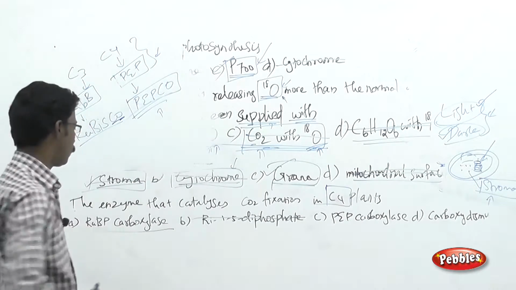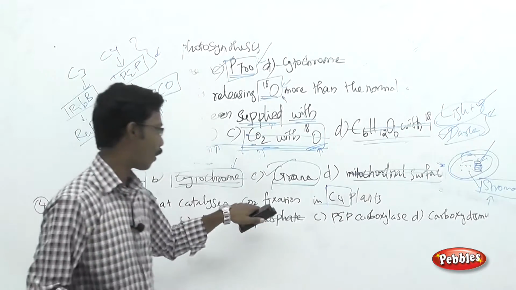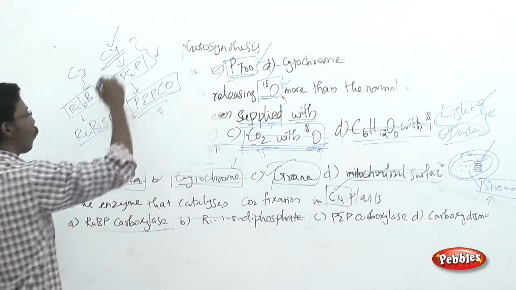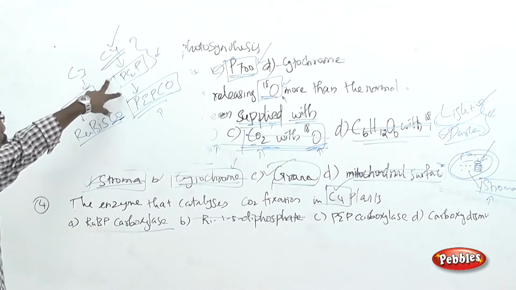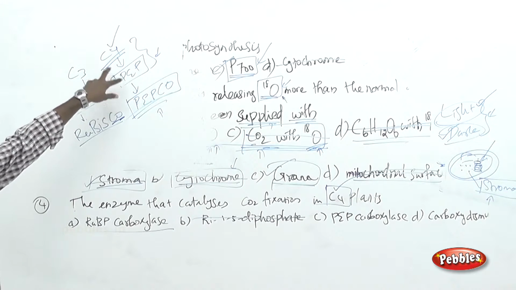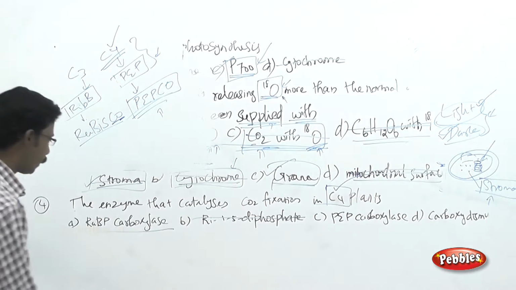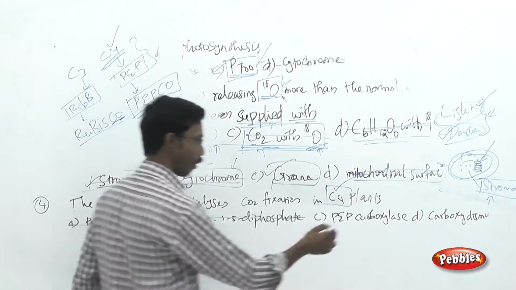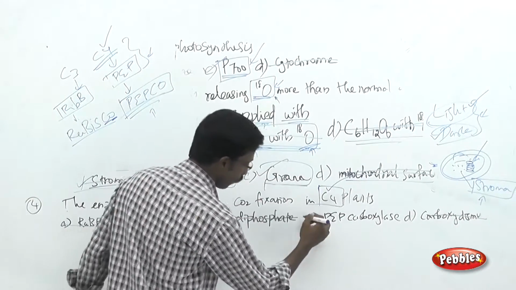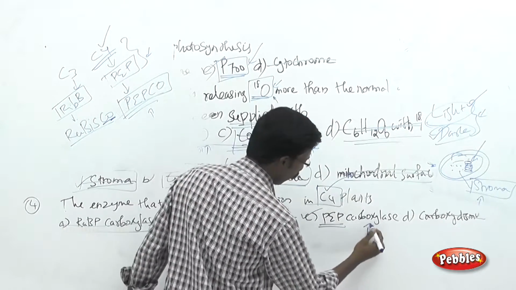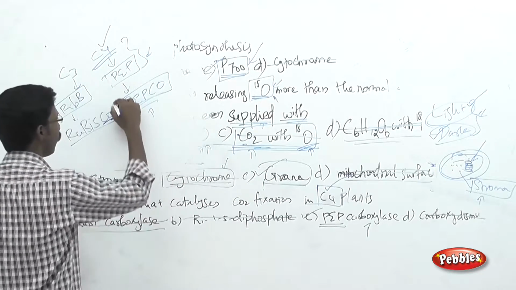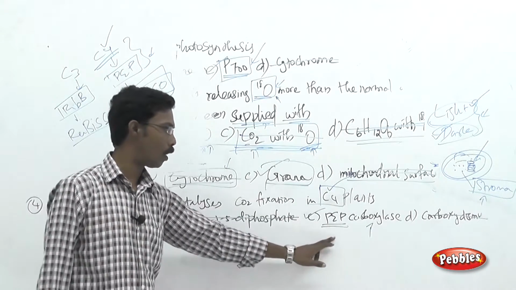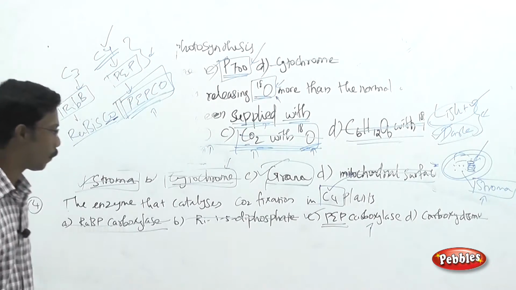Okay. So the question over here is the enzyme that catalyzes the carbon dioxide fixation in C4 plants. In case of C4 plants, you have to always remember one thing. The primary carbon dioxide acceptor over here is phosphoenol pyruvate. So you can easily eliminate ribulose bisphosphate carboxylase. Carboxy dismutase you can easily eliminate. The phosphoenol pyruvate carboxylase, or the other name for this, PEPCO. Okay. So PEPCO, the phosphoenol pyruvate carboxylase, is the answer for this type of question.